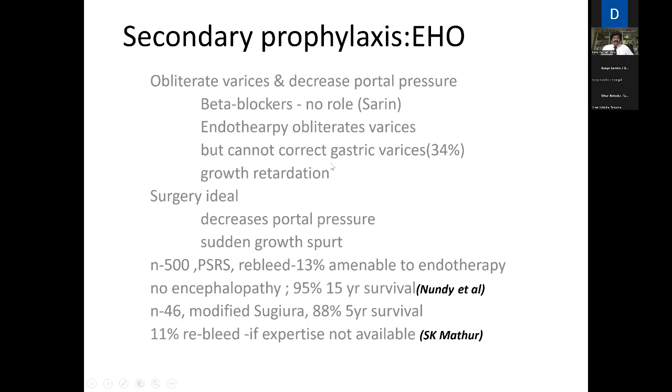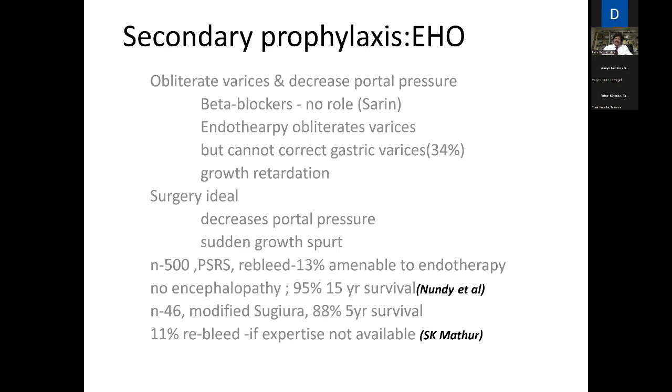These people tend to have growth retardation. In this category of people, a definitive surgery is ideal, and that will decrease portal pressure for sure, and there's a sudden growth spurt. Actually, Dr. Nundy's group has done more than, I think, 1,200 of these procedures. It's called proximal splenorenal shunt with a rebleed of 13%. And when these rebleeds occur, when you do an endoscopy, we again see varices forming, and they can be treated with endotherapy. In this EHO group, there's no encephalopathy, and they have a wonderful 95% 15-year survival.